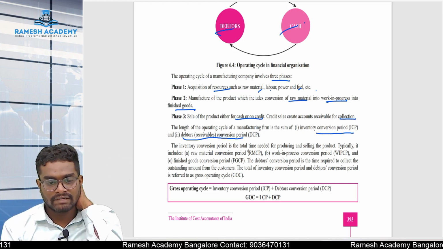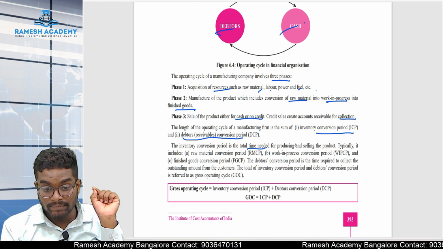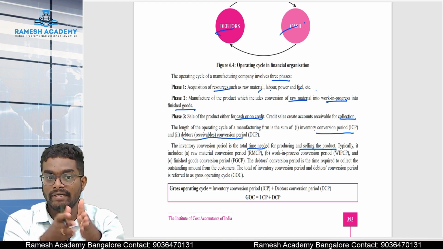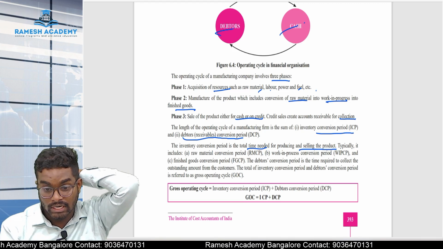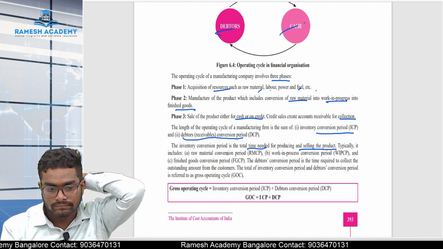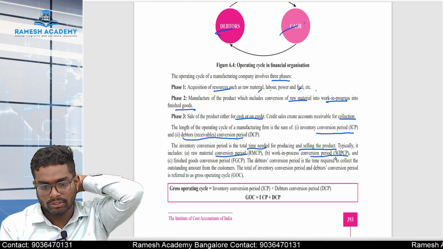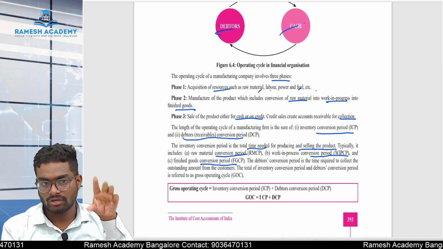Okay, the inventory conversion period is the time needed for producing and selling the product. So that's what I told. How many days it will take for producing and how many days it will be taking for selling the goods. Typically, it includes raw material conversion period, I told now, work in progress conversion period and finished goods conversion period. So stock has three types.